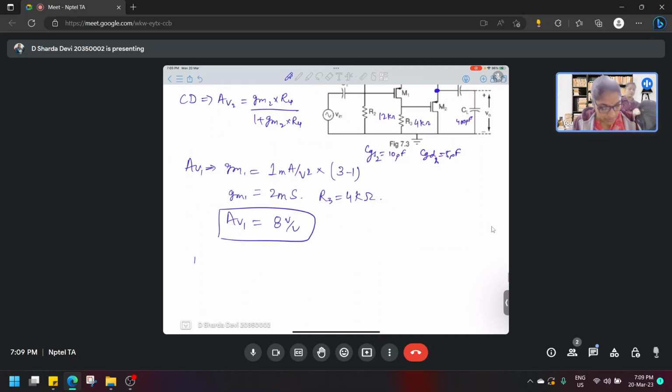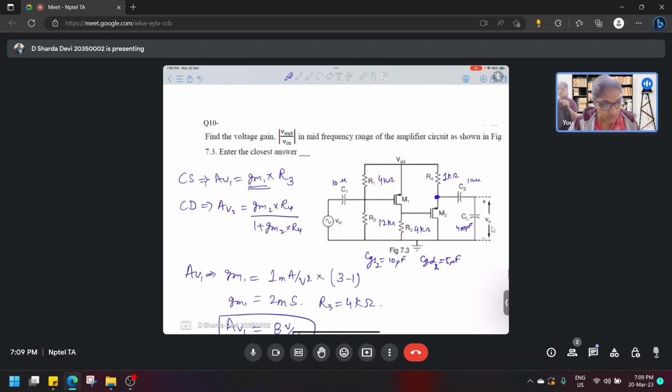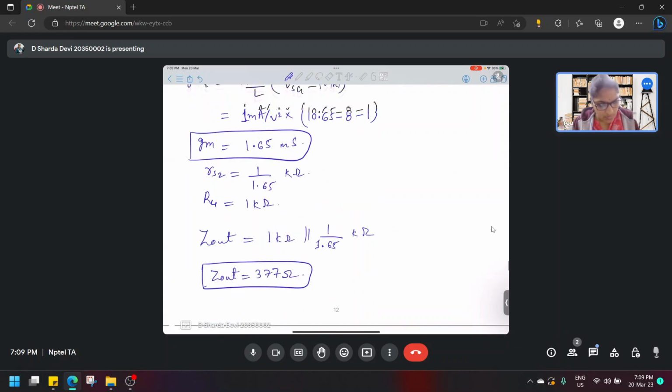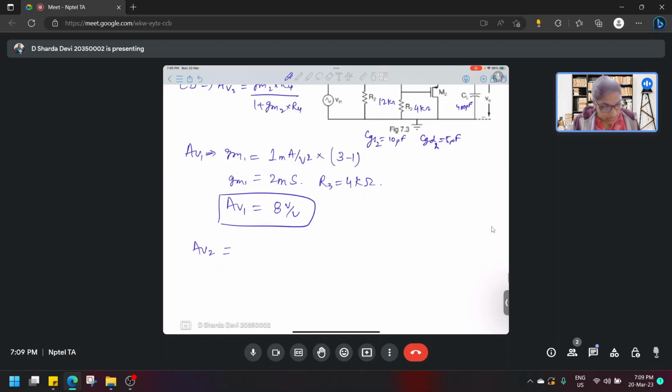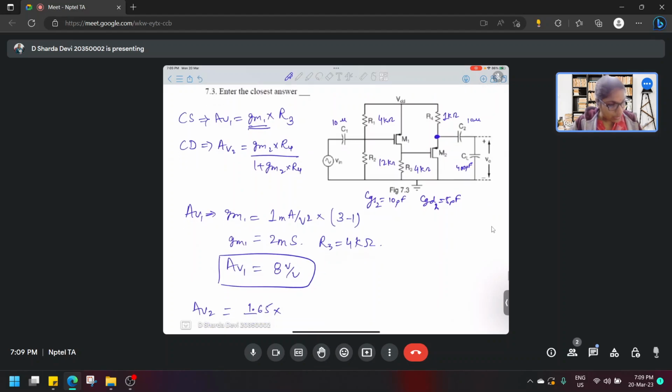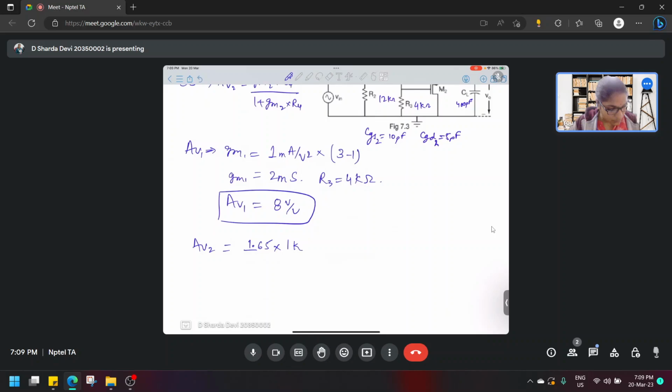Now coming to AV2, it is GM2. GM2 we have already found out. How much was it? 1.65 millisiemen. So it is 1.65 into R4, 1 kilo, upon 1 plus 1.65 into 1 kilo. And these were in milli, so units will get cancelled. It is 1.65 by 2.65, which is around 0.623.